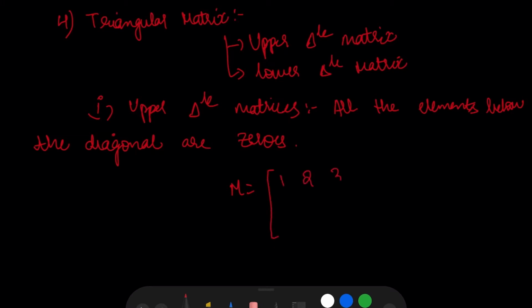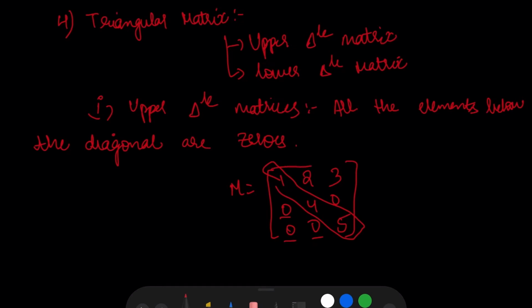1, 2, 3, 4, 5, 0. So the elements in an upper triangular matrix can also be equal to 0. But the condition is that all the elements below the diagonal should be equal to 0. So here the diagonal is this, and all the elements below the diagonal, that is this, are equal to 0. So it is called an upper triangular matrix.